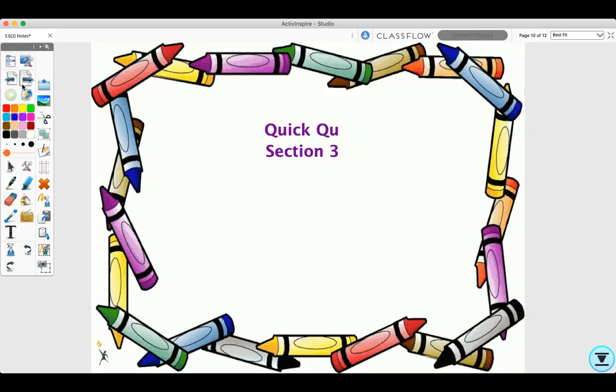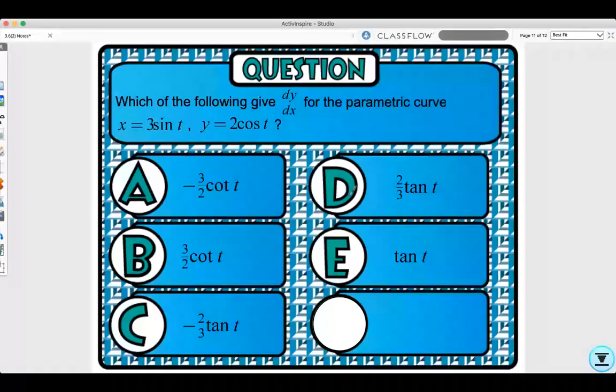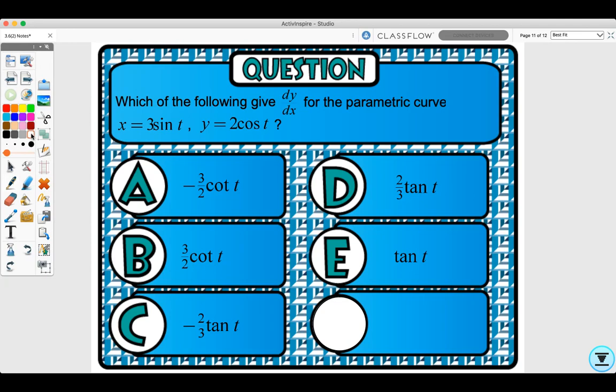So let's go ahead and look at one more quick quiz. Which of the following give dy dx for the parametric curve x equals 3 sine t, y equals 2 cosine t? After you go through and do this, hopefully you get the answer of C.